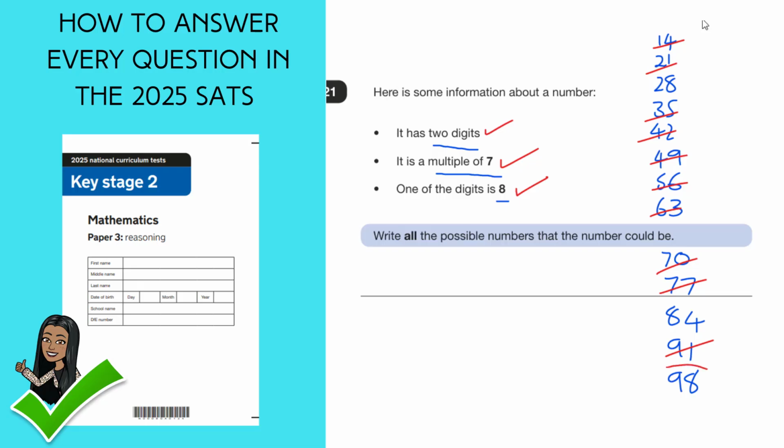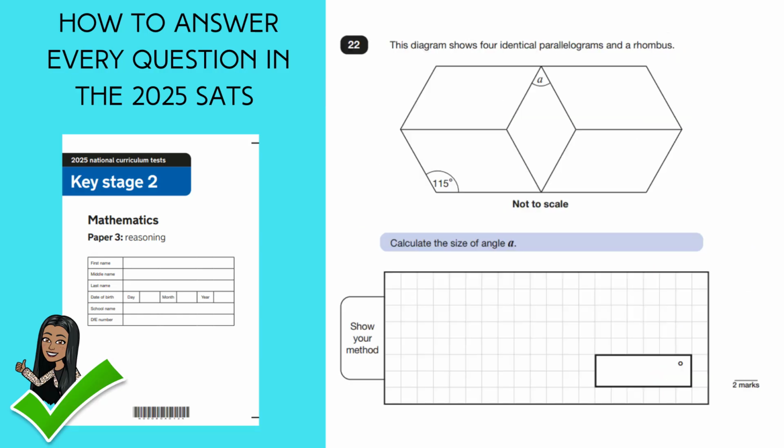So we have got 98 and we have got 84. If we look down our list, we've also got 28. So 28, 84 and 98. Let's just double check. Do they have 2 digits? Yes. Are they multiples of 7? Yes. And are one of the digits 8? Yes, that is correct. Double check your list to make sure that you haven't missed any out, and that's how you answer that question.